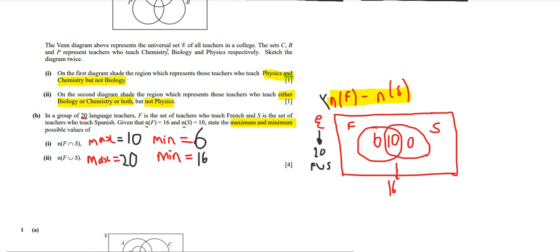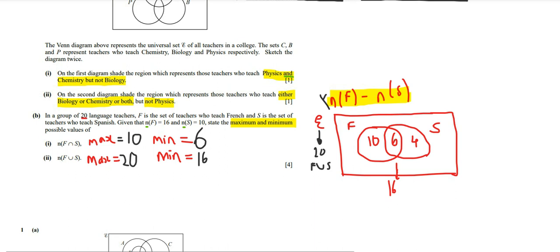And I'm going to show you why by kind of disproving it using another example. So let's suppose we had the minimum possible value for the intersection. Let's suppose we had 6 over here. That would mean we have to have 4 Spanish teachers and 10 French teachers, right? 10 plus 6, 16 plus 4, 20. 20 language teachers. That would give us the maximum possible value of F union S.